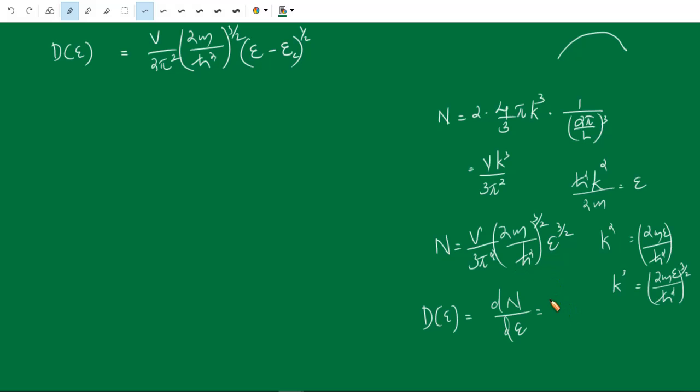So we get 3 by 2, e raised to half. So this 3 by 2 and this 1 by 3 get cancelled. So 1 by 3, V by pi square into 2m by h cross square, whole raised to 3 by 2, e raised to half it will be.